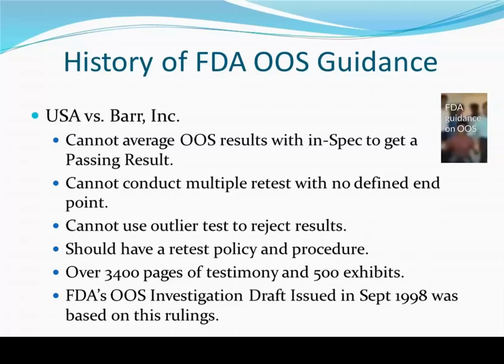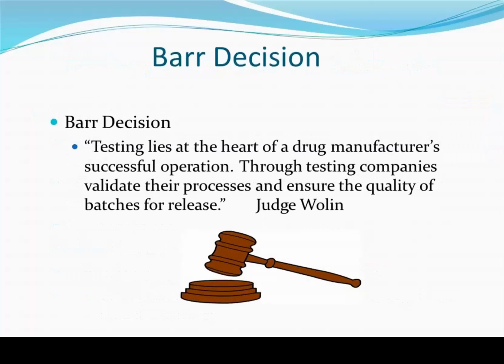I would like to kind of believe. And they determined that there wasn't a lot of guidance out there for companies at the time. This was in the late 90s, so they decided to issue a draft guidance for out-of-specification results in September 1998. And this became a very, very important document that we're still using today.